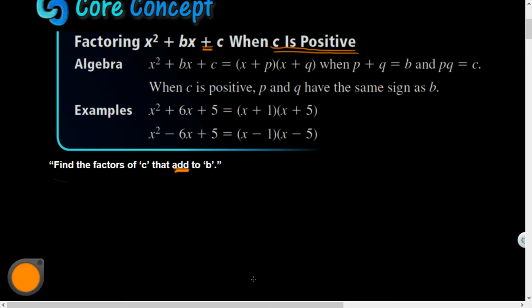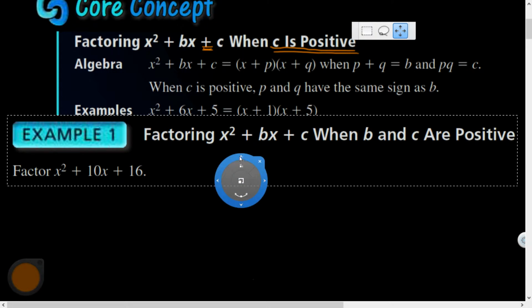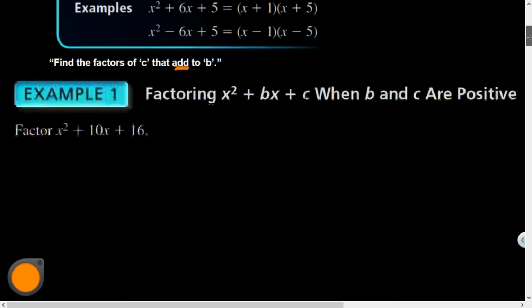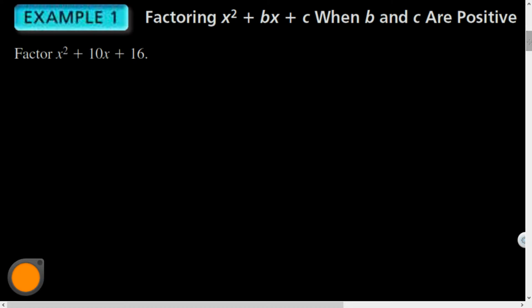Just before this, we were toying around with some algebra tiles. It was pretty great. We were able to rearrange tiles into rectangles, which is really what factoring is all about. So here we go. Question: is my C positive for this problem? What is C? C is the plus 16, and it's positive. So I'm going to find the factors of 16.